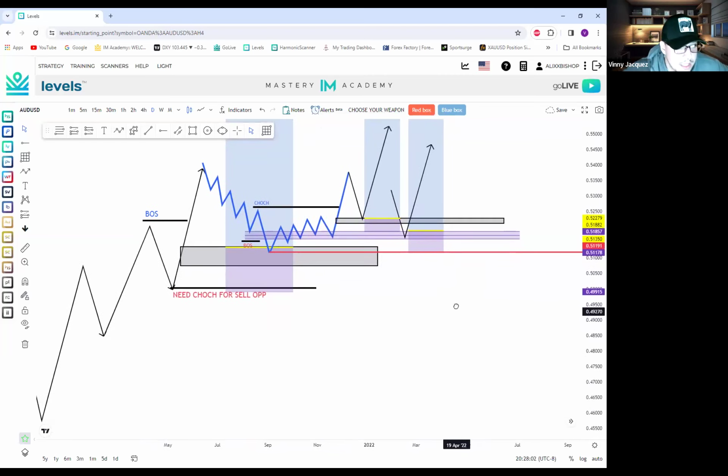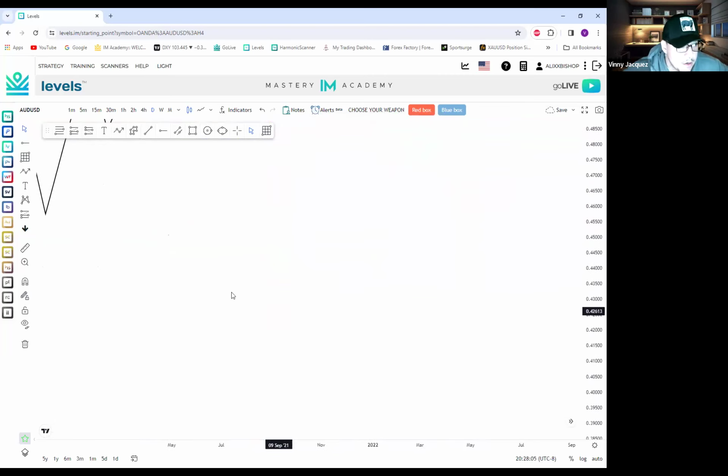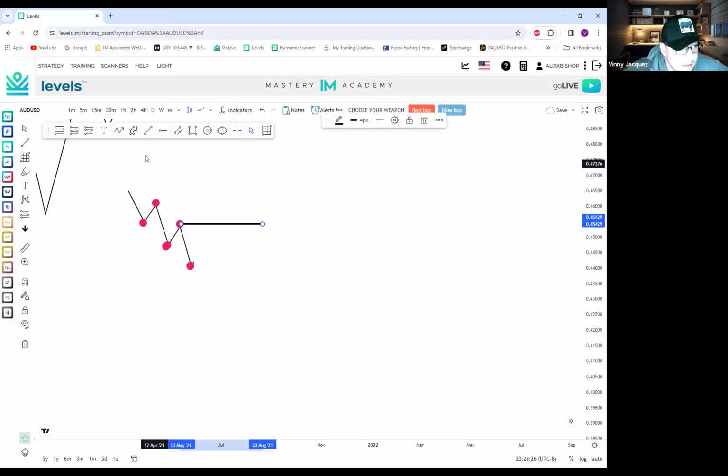So let's just go down here. Every time the market drops lower, guys, we have to identify it. Whether you mark it up like this and you draw a highlighter, lower low, lower high, lower low, lower high, lower low. Now, once we break and close above, and we got that change of character, boom, we now have a head and shoulder. We can't get a head and shoulder without a change of character.